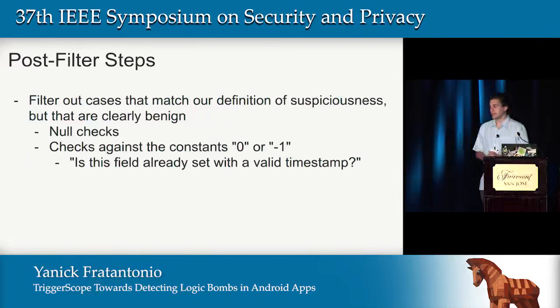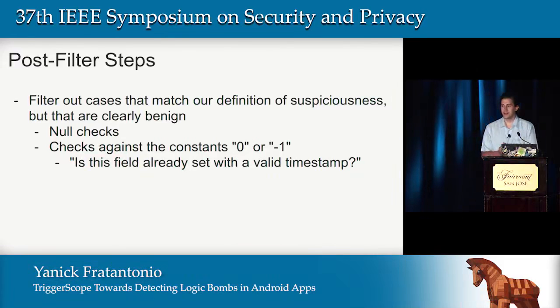The last step of the analysis is what we call post-filter steps. It turns out, we found during our empirical study, that there are some checks that match our definition of suspiciousness, but they're clearly benign. So two of these cases are null checks. In the code, you will see an object compared to 0. These match our definition, but we know it's totally OK, so we can filter it out.